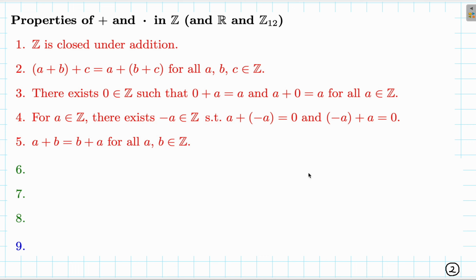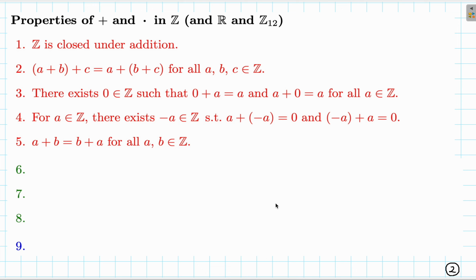Now, if these look familiar, it's because 1 through 4 are the group properties, and therefore properties 1 through 5 say that Z, as well as the reals R and Z12, each of those is a commutative group under addition, and commutativity comes from property number 5.